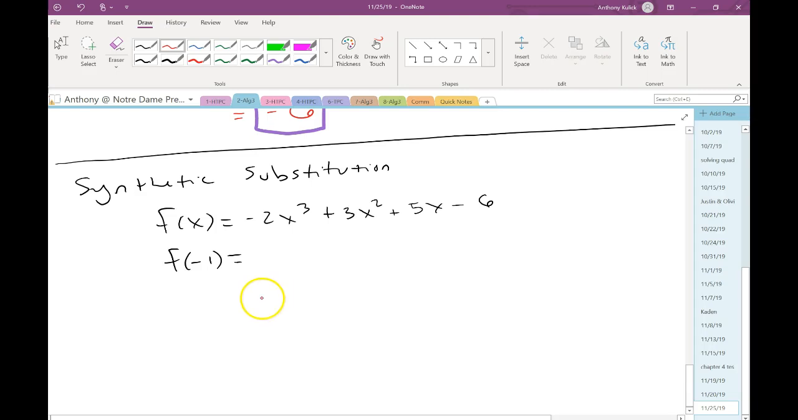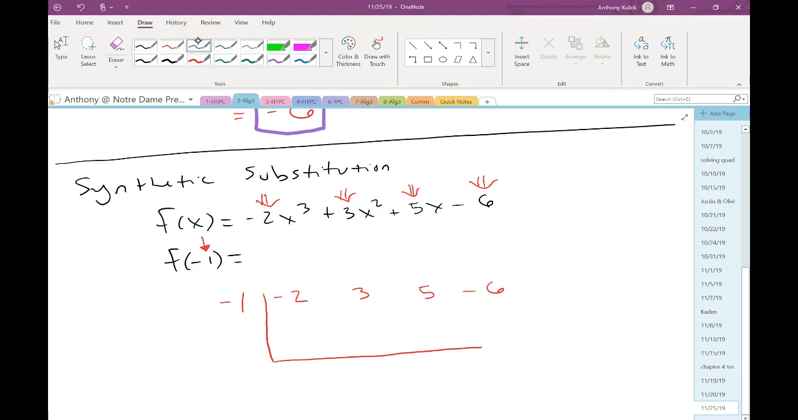What we're going to do is start by drawing this bar. So this is just part of the setup for the problem. I'm going to take whatever we're plugging into f and put that outside of the bar. And then I'm going to take the coefficients from f and put them inside the bar. Everybody okay so far with the setup?